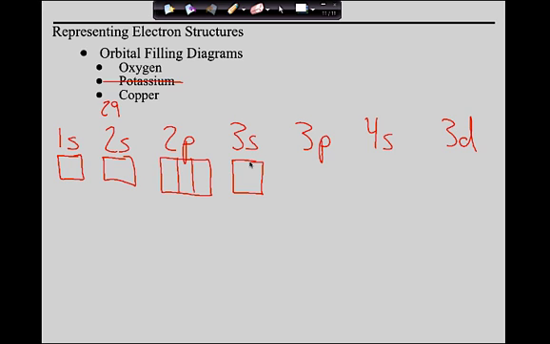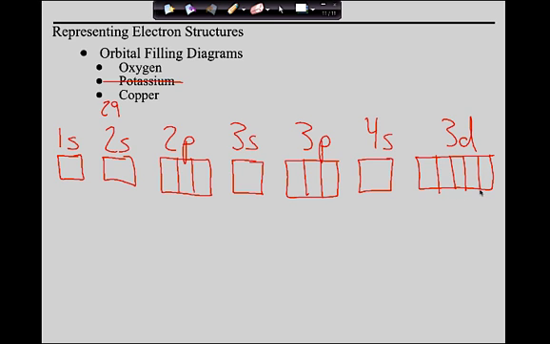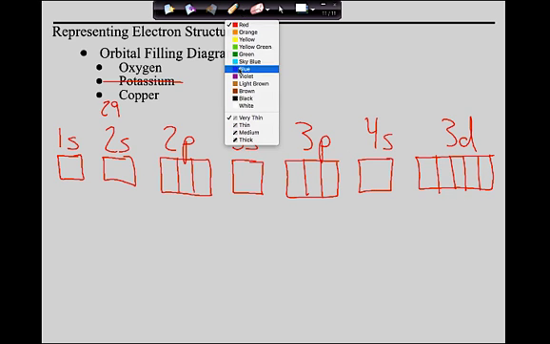What do the 3p's look like? Bigger dumbbells. Draw 3 boxes. What does the 4s look like? Bigger sphere. Draw a bigger box. Well, don't draw a bigger box, just draw a box. And then, guys, what do the 3D's look like? Wacky stuff, right? But good, Jared, there's 5 of them. Draw 5 boxes. Now, guys, you ready?